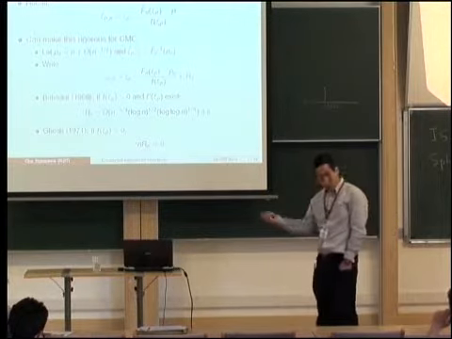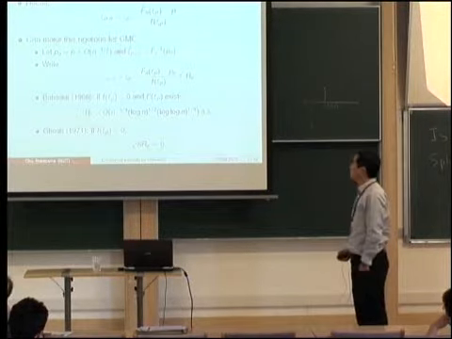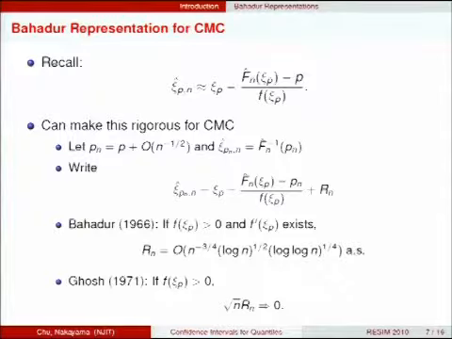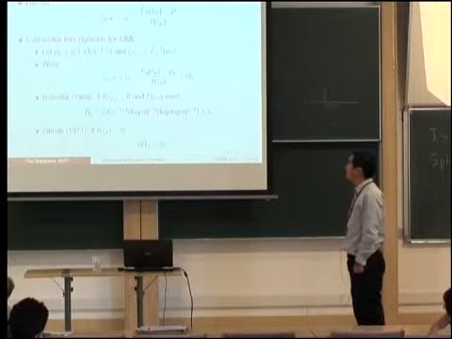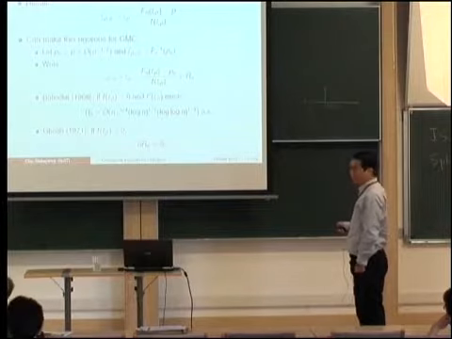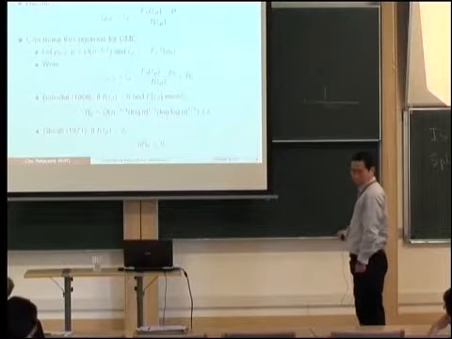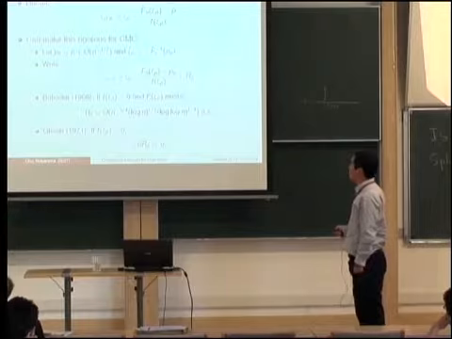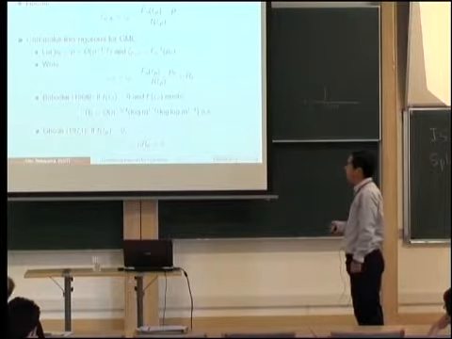And it turns out that you can make this argument rigorous. That's basically what Bahadur did in 1966. So we take this approximation and add on this remainder term. What Bahadur showed was that the remainder term goes to 0 at some almost sure rate. What he had to assume was that the derivative of the CDF is positive at the true quantile, and also that the second derivative of the CDF exists.